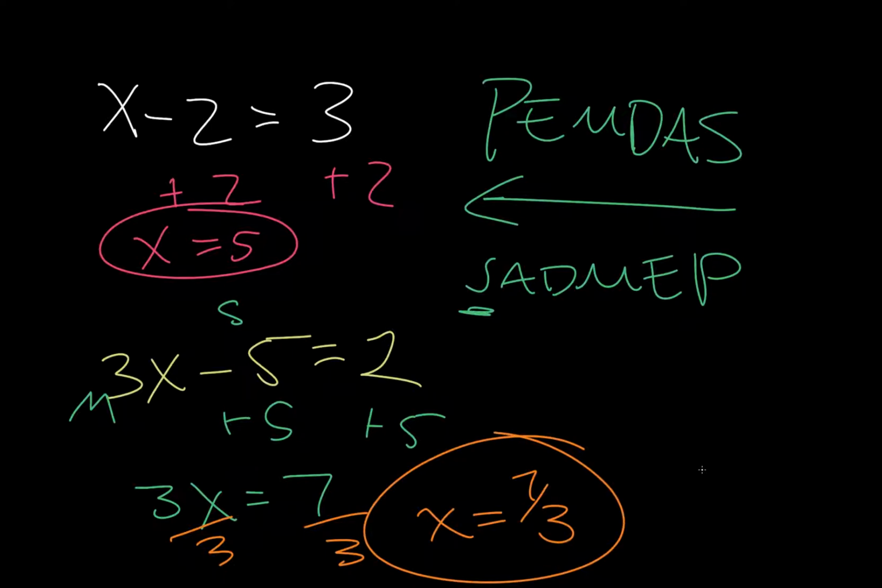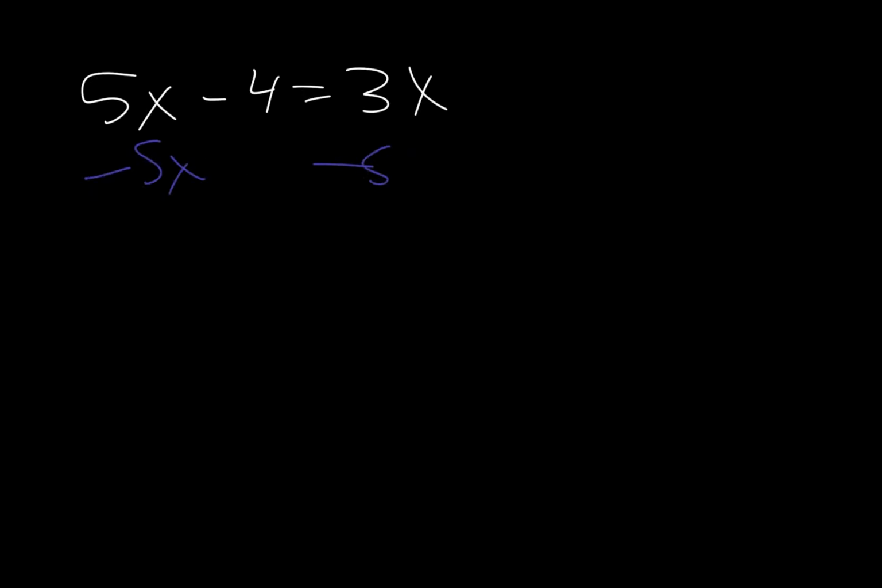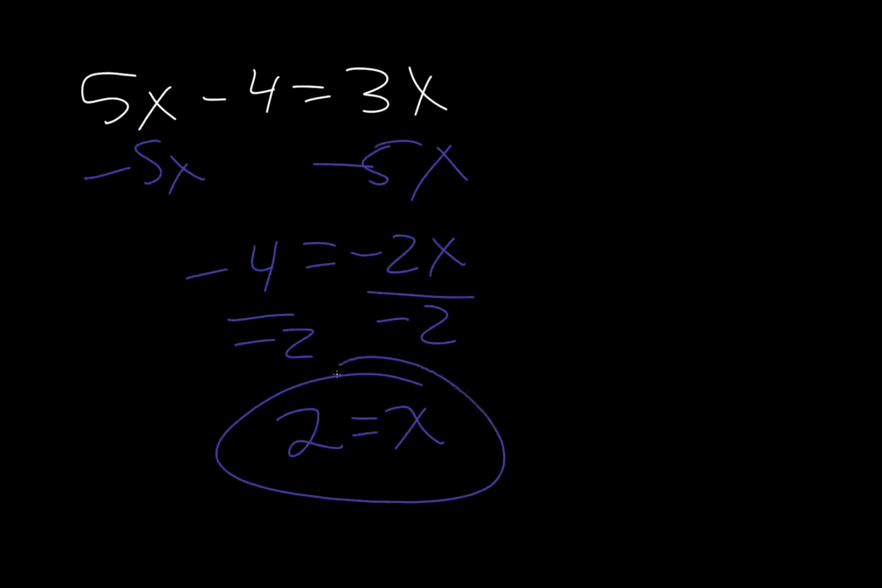Okay, now we'll keep increasing this. So this time we're going to have an x on each side. So before we can do SADMAP, we want to combine like terms. So in this case, I'm going to subtract 5x from both sides to get my x's on the same side. I have -4 equals -2x. Divide by -2. Negatives cancel. 4 divided by 2 is 2. And so x equals 2.